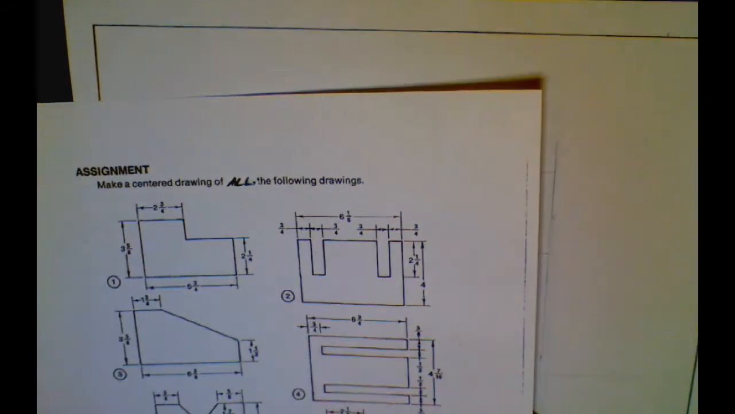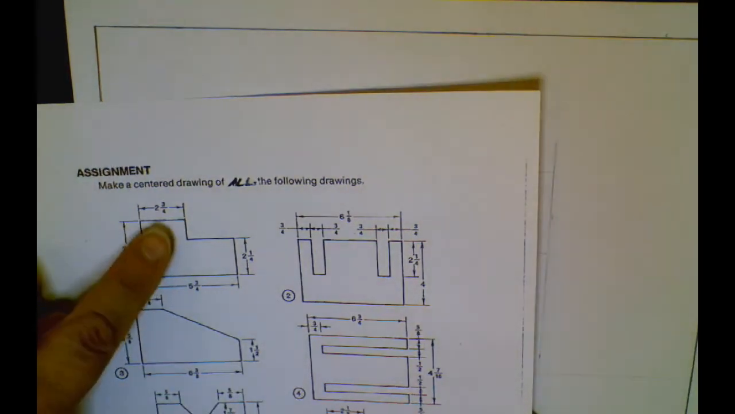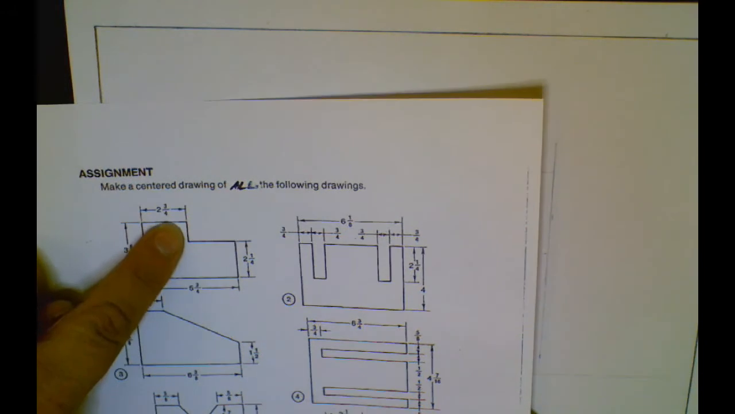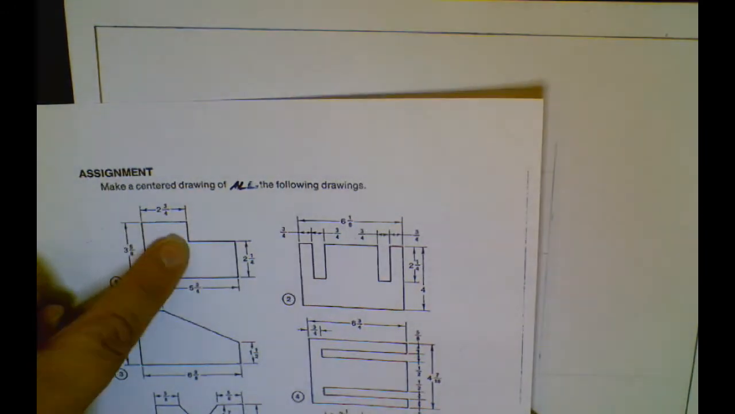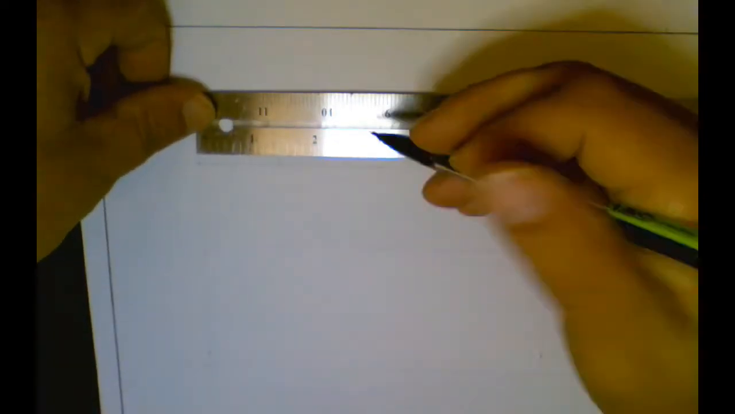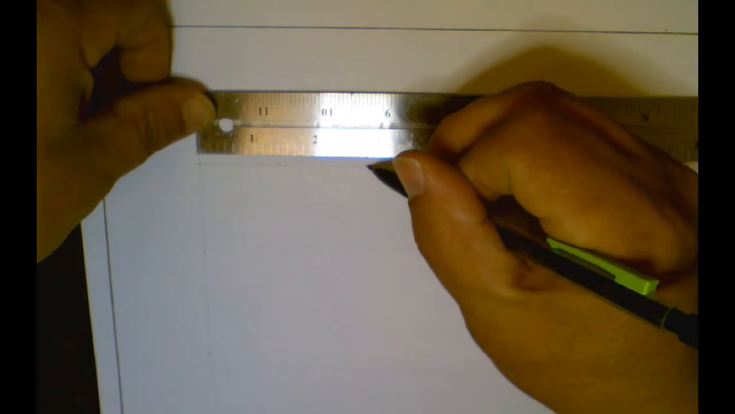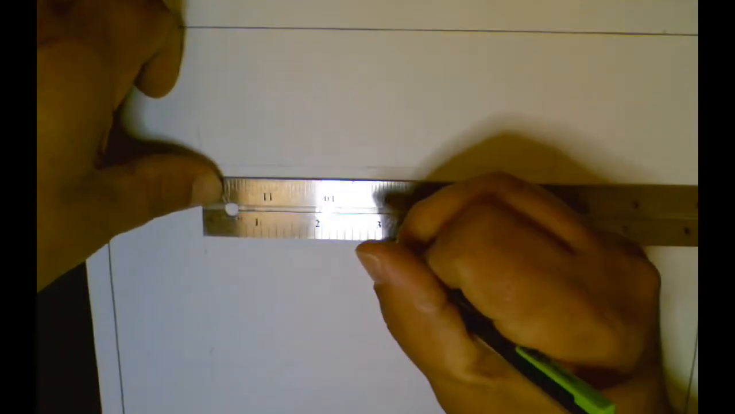Now what I'm going to do is add in this line that comes down, a very short line. It's going to be 2 3/4 in from that left edge. So I'm going to measure in from the left edge, 2 3/4. Bring my ruler down, 2 3/4.